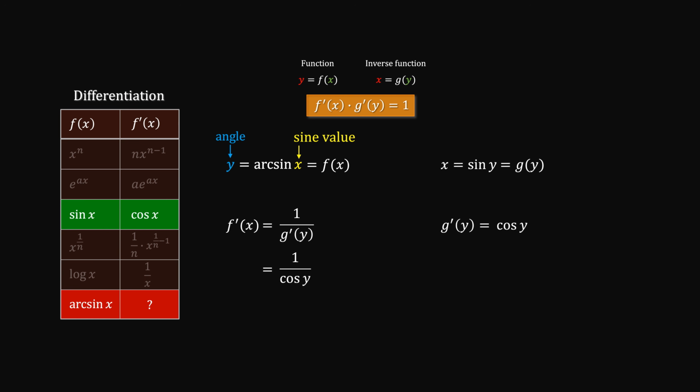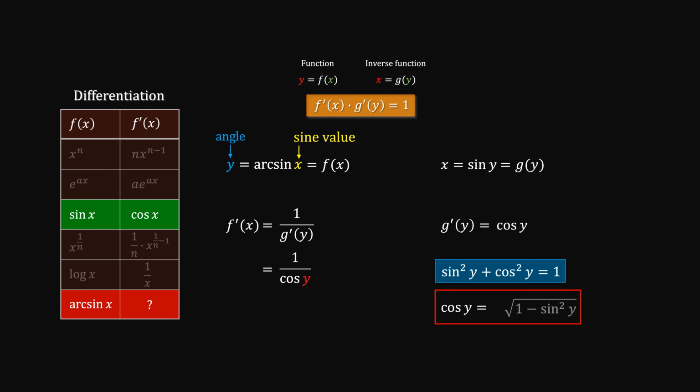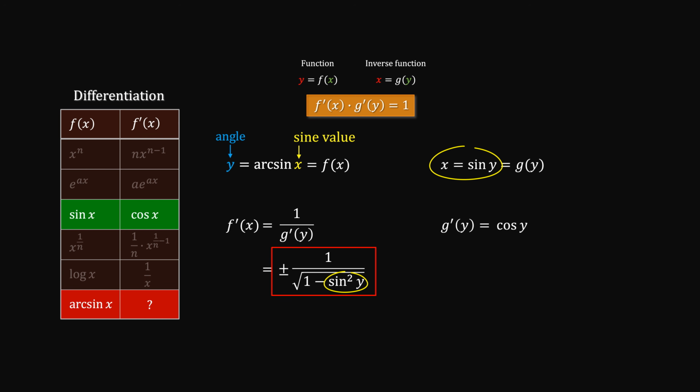Now we need to replace y with x. According to this relationship, cosine y is the square root of 1 minus sine squared, plus or minus. So plug it in here. And this is x squared. But there are two possibilities, plus or minus. So what does the sign mean here?